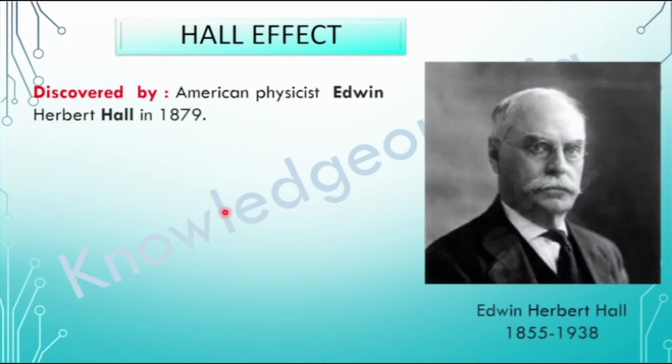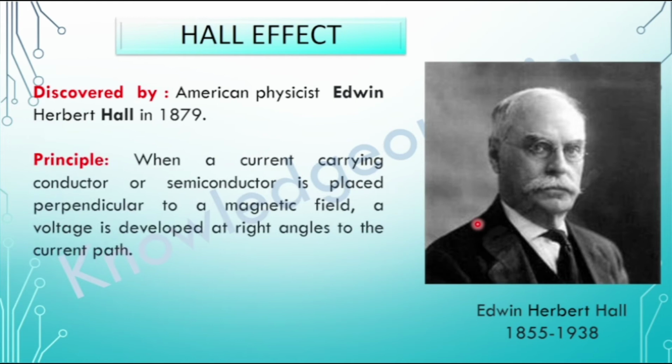This effect was discovered by an American physicist Edwin Herbert Hall in the year 1879. The principle of this Hall effect is when a current carrying conductor or semiconductor is placed perpendicular to a magnetic field, a voltage is developed at right angles to the current path. We'll look into this in more detail in the following slides.